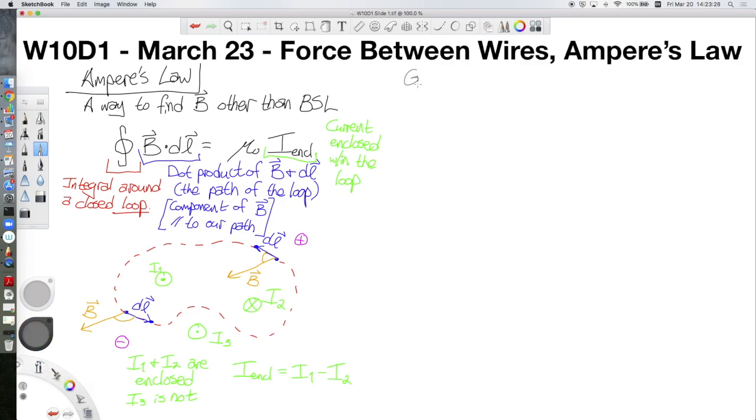We have a general procedure for Ampere's law. I'm going to show you this general procedure, and then we will do 2 examples with Ampere's law, and then that's all we're going to talk about today.